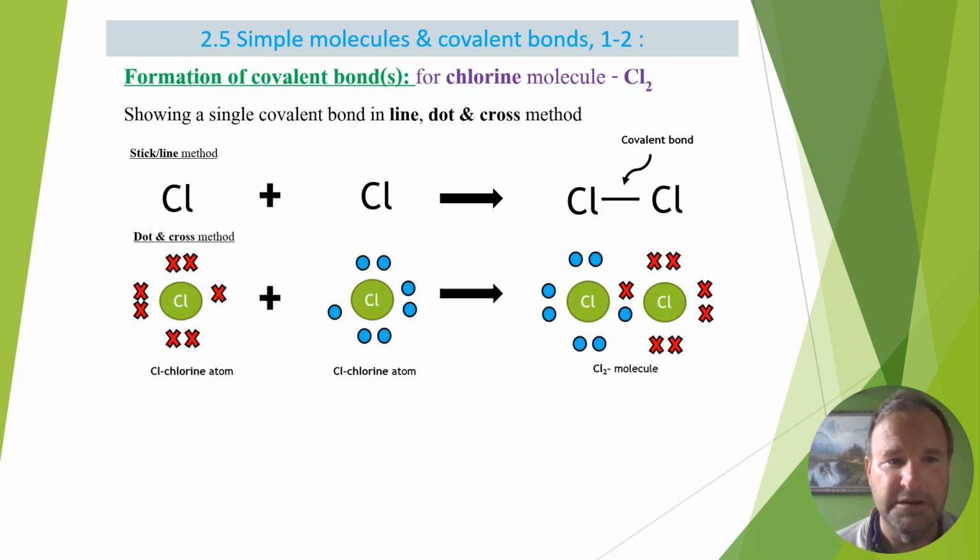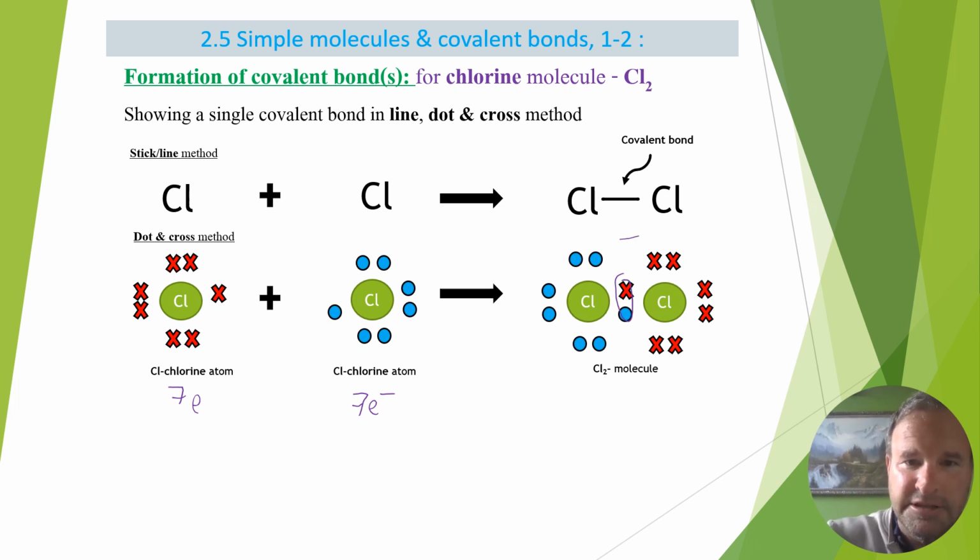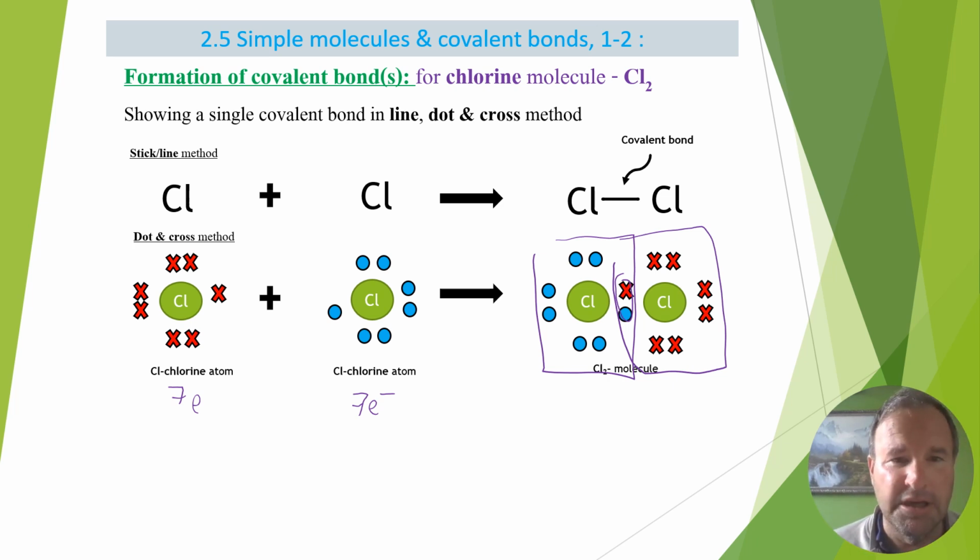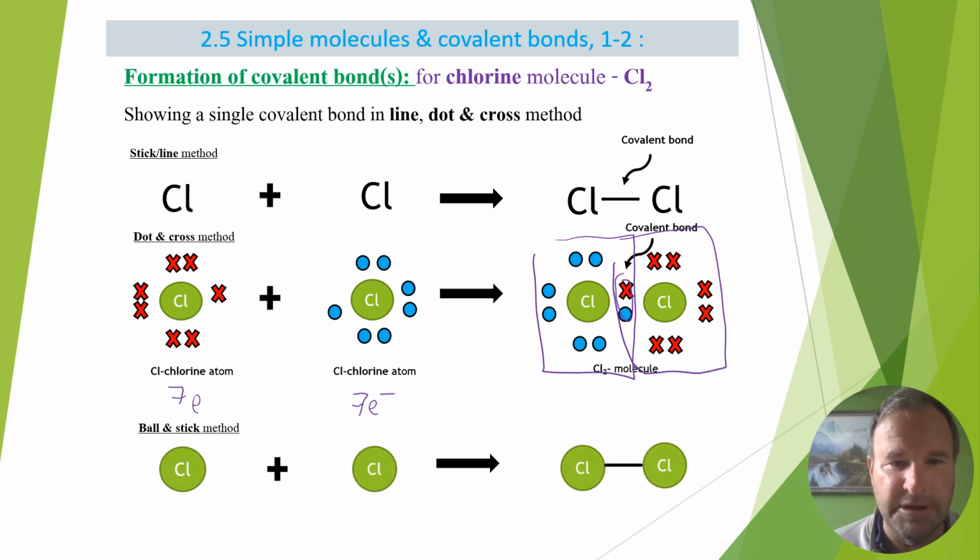Here's the dot and cross method. So you can see here we've got 7 electrons in the outer shell, and then 7 electrons here with the other chlorine atom. And then you can see that they share to imitate as if you've got a full outer shell of 8 electrons. So it's 1 electron shared, and then 7 from this chlorine, then 1 of the blue dots with 7 of the crosses to mimic a noble gas configuration of 8 electrons. Here's the ball and stick method, just to show you. That's the way you can represent it also.